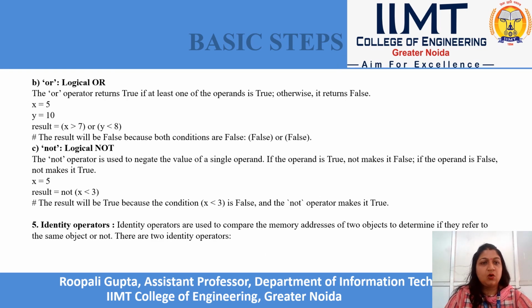Like the OR operator. As we have studied in the AND operator, if both of them are true, then it returns true. But in the OR operator, if any one of them is true, then it returns true, otherwise it returns false. So x equal to 5, y equal to 10. In the result we have 5 is greater than or equal to 7, which is false, or y is less than 8, y is 10, 10 is less than 8, which is again false. So both of the conditions come out to be false, then the result will be false.